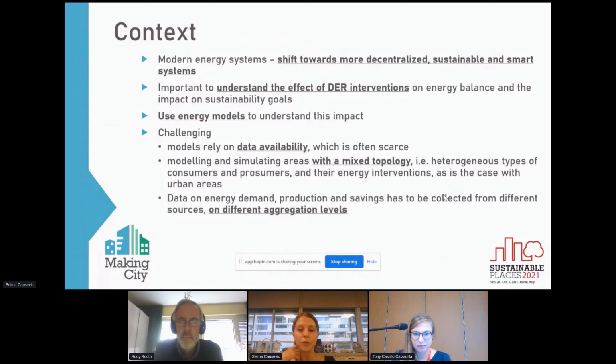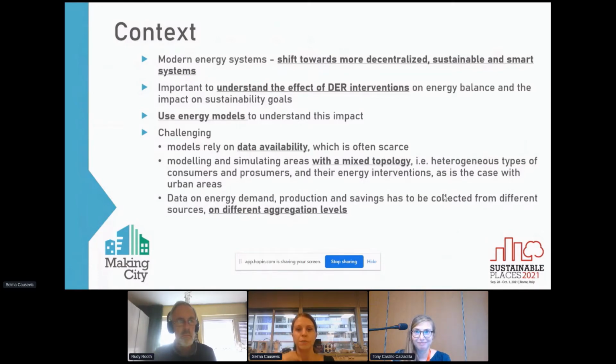Now, in order to understand this transition and the potential of distributed energy resources and the interventions on the energy balance in smart grids, we can model them and see how they impact energy balances and things like CO2 emissions or other key performance indicators.